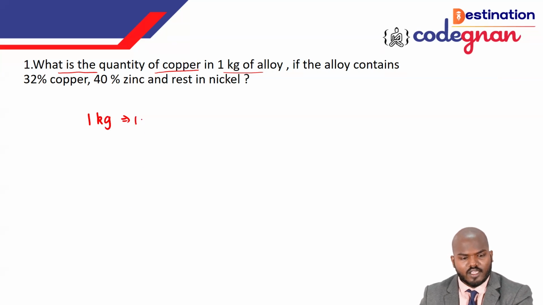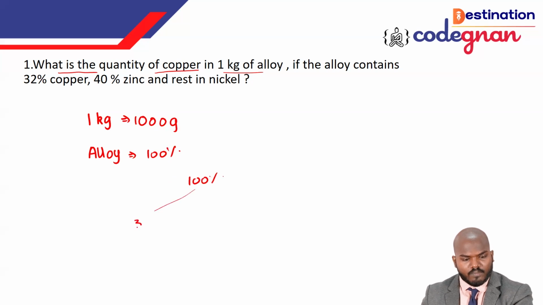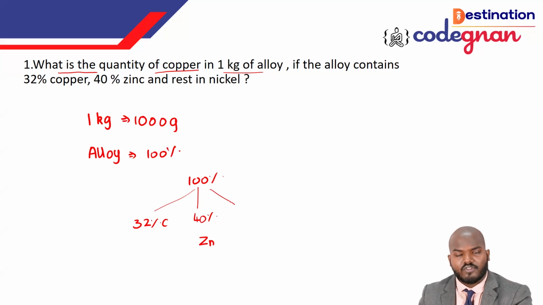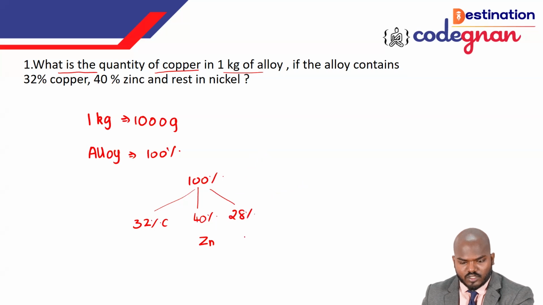So there is 1 kg, which we can call 1000 gram. You have 1000 gram in your hand. Let the alloy initially be 100%. In the 100%, 32% is copper and 40% is zinc. Next, the remaining percentage: 32 plus 40 is 72%. So how much percentage is left from the 100? That is 28%. The rest, 28%, belongs to the nickel here.